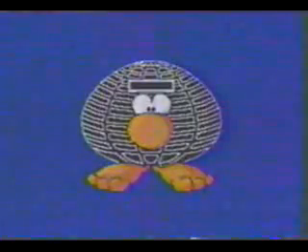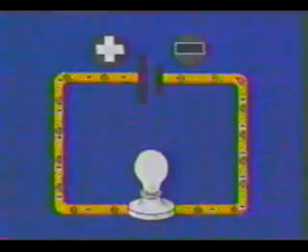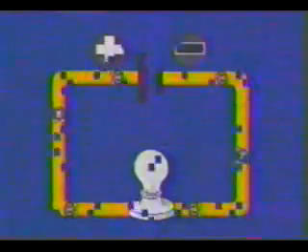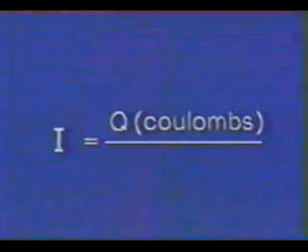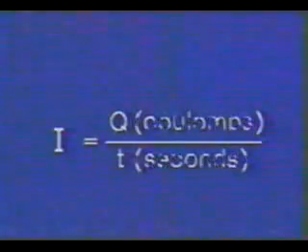It's difficult to visualize a group of electrons. So instead, let's have this critter represent 1 coulomb of charge. And instead of picturing our circuit like this, we can visualize it like this. Now we can calculate current by dividing the charge in coulombs by the time in seconds. Coulombs per second are called amperes.